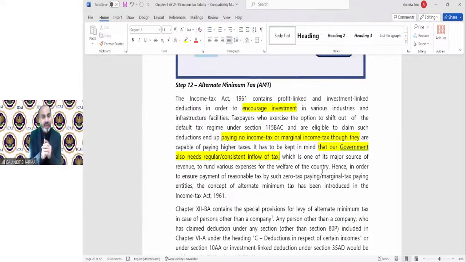So for that purpose, they started the MAT provision on companies because they thought that companies were doing this. But after some years, I guess in 2009 or 10, the government realized that this kind of provision should also be applicable to other than companies. So the AMT provision was introduced. So the concept of AMT has been introduced.